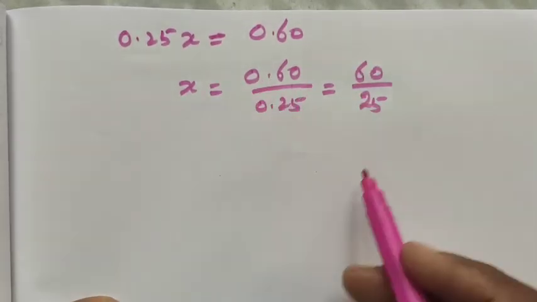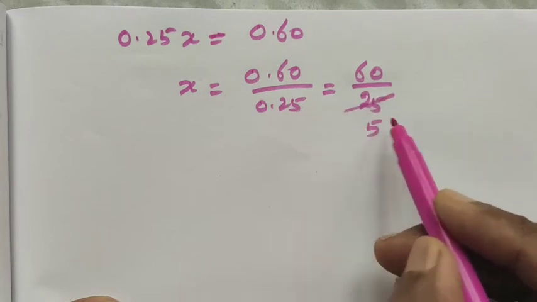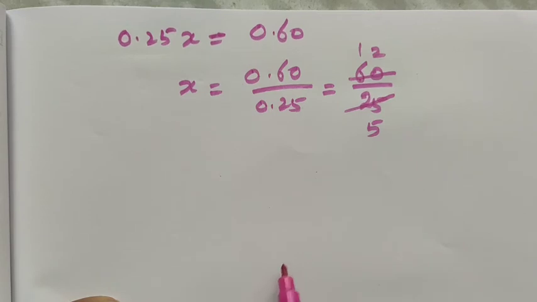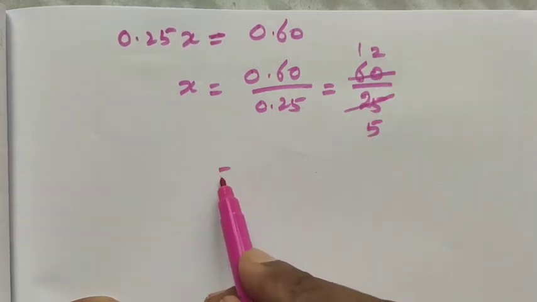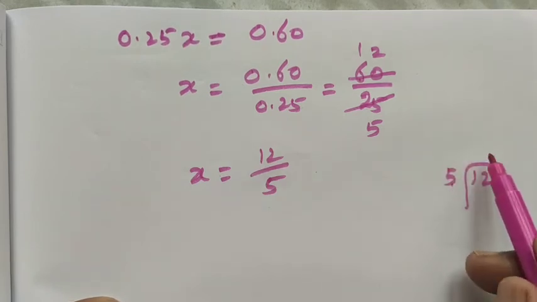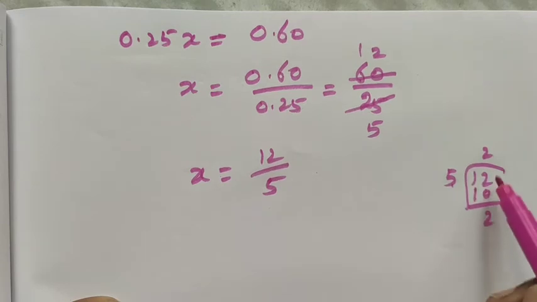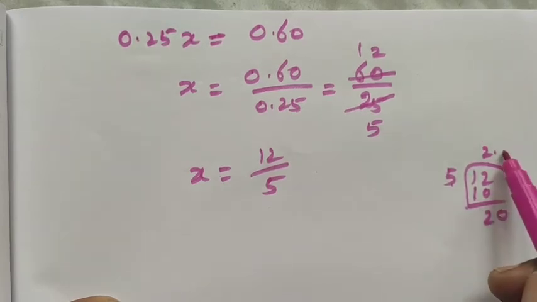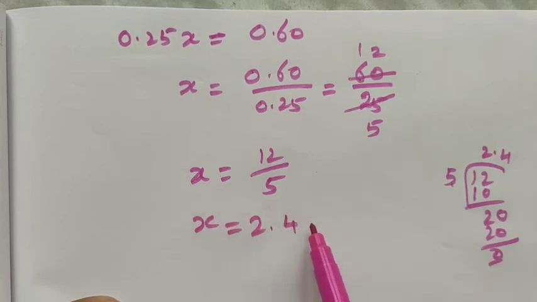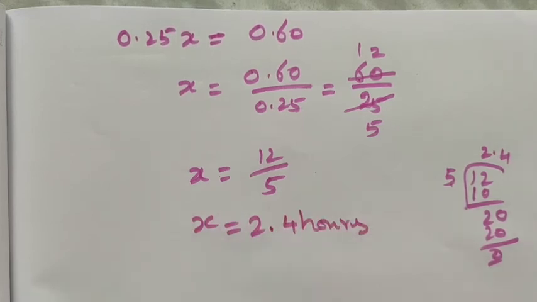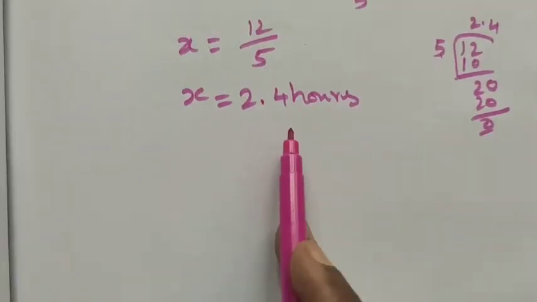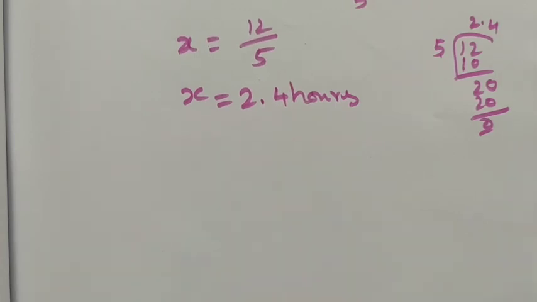2 decimal places, right? If it is divided by 5, means 5 times. 5 ones are 5, 5 twos are 10. 12 divided by 5. Then x is equal to 12 divided by 5. 12 divided by 5 means 5 twos are 10, remainder 2, with decimal place 20. 5 fours are 20. So x is equal to 2.4 hours, that is 2 hours and then 40 minutes. When the battery has 40% means we can use it for 2 hours and 40 minutes.